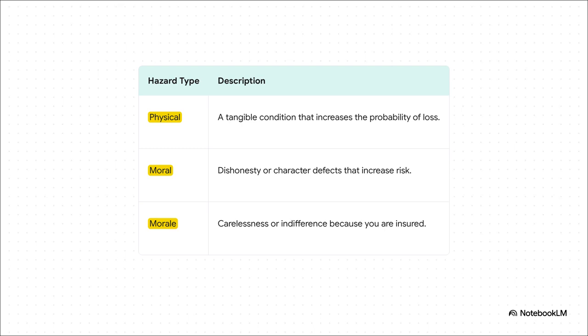Now, it's also absolutely critical to know about hazards. These are things that increase the chance of a loss. There are 3 types. A physical hazard is something you can see or touch, like a dead tree leaning over your house. A moral hazard, that's about dishonesty. Somebody lying on their insurance application, that's a moral hazard. And please don't confuse that with a morale hazard. That's about attitude. It's that "who cares, I'm insured" mentality that makes someone act recklessly.